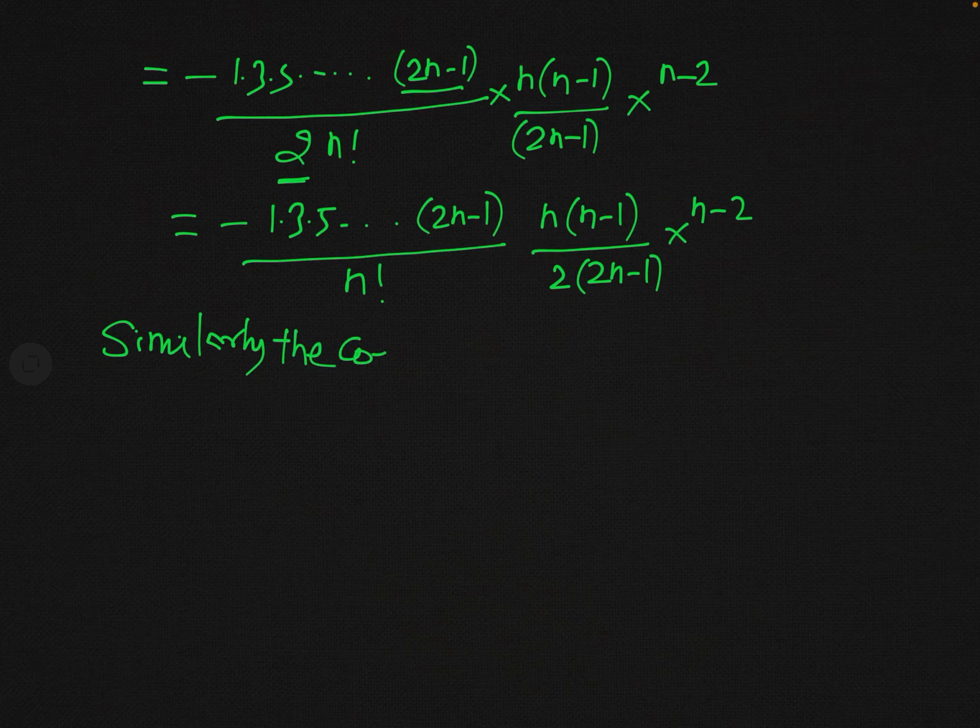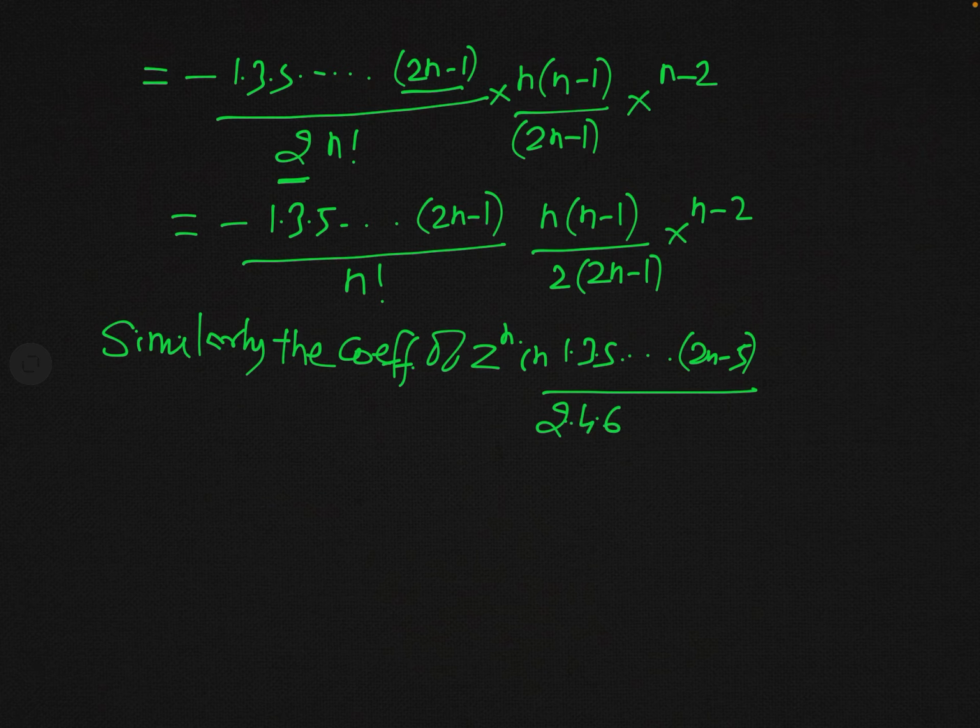So similarly, the coefficient of z to the power n in 1 into 3 into 5 into so on into 2n-5 and divided by 2 into 4 into 6 into so on into 2n-4 and z to the power now n-2 and 2x minus z to the power n-2.